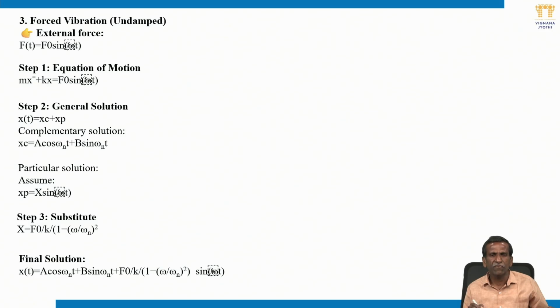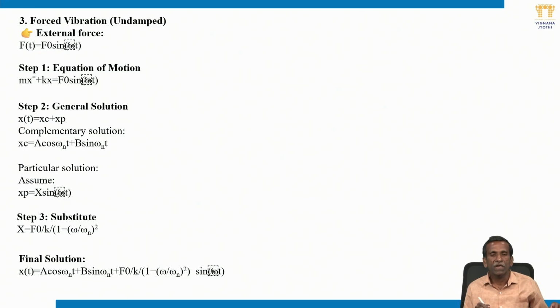Now the other case, forced vibration with no damping. If you consider an external force applied continuously and repeatedly, the equation can be written as m x double dot plus k x equal to the external force, f naught sin omega t. The force application is also sinusoidal. Since the right side is not equal to 0, this is a linear differential equation.